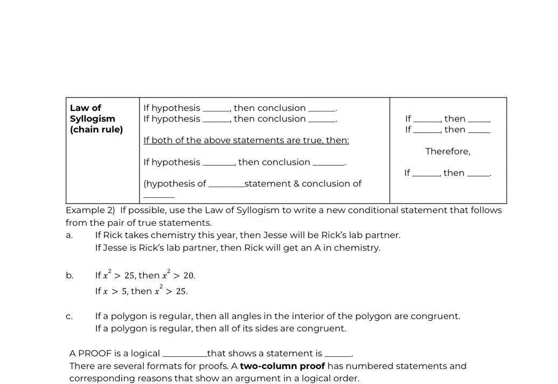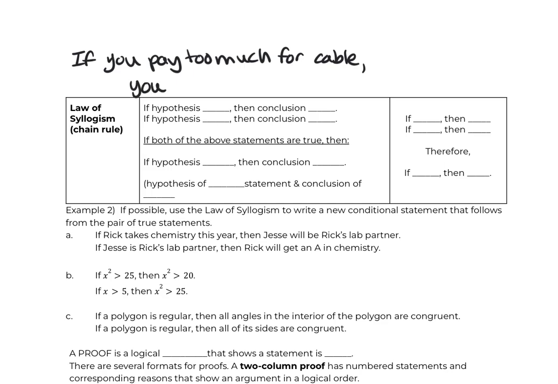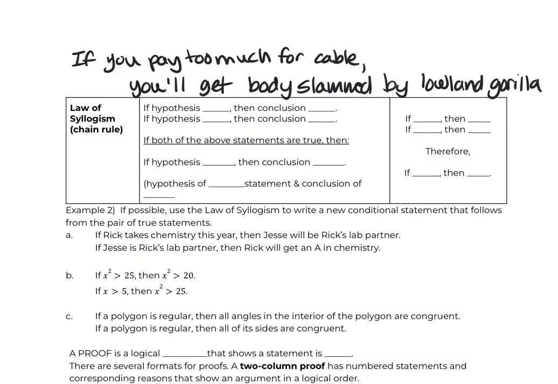And it was all about the if: if you pay too much for cable, that was the if statement. And then in this advertisement, the conclusion is that you'll get attacked by a lowland gorilla. Actually, I think the word is body slammed by a lowland gorilla. Again, I'll put a link to this because it's pretty great to kind of think about the chain rule.